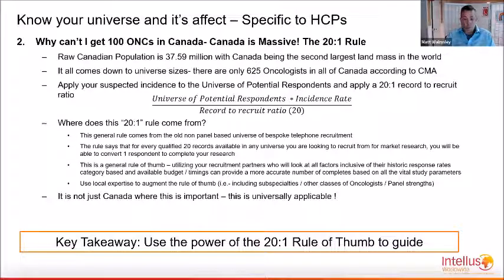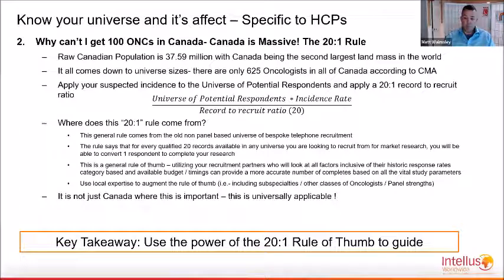So Matt, what are you saying I should do? What I recommend is using a very powerful tool called the 20-to-1 rule when trying to ascertain what is a reasonable deliverable sample size per market. So how does this 20-to-1 rule work? Basically, the rule works by taking the universe of potential respondents, multiplied by your incidence, and divided by 20 to understand what could be a reasonable sample size for your market research project.